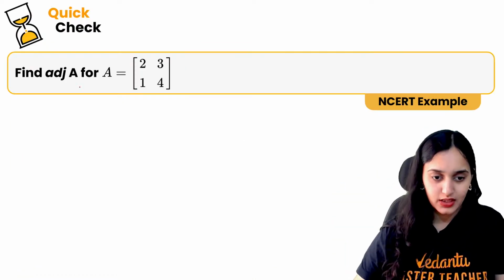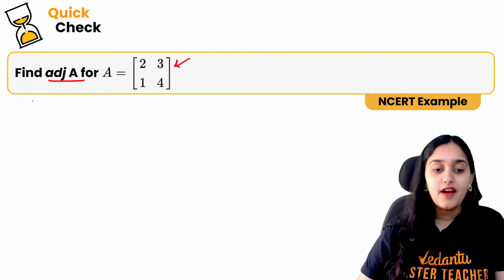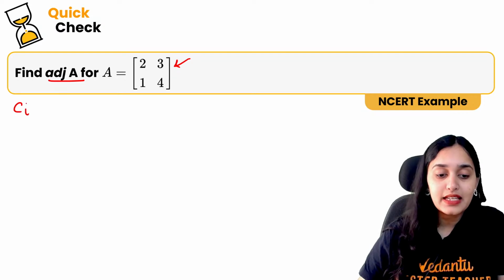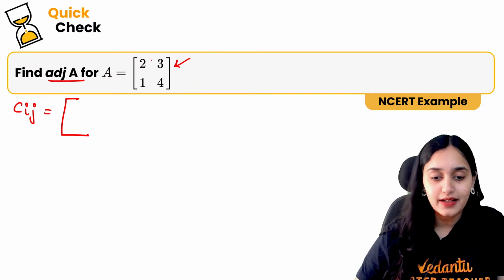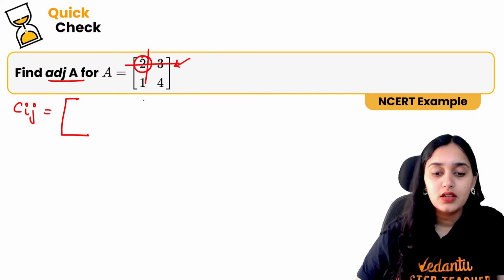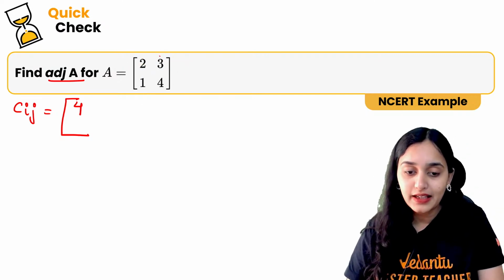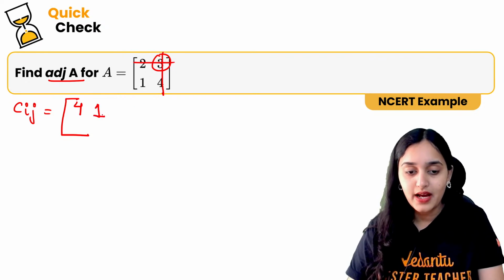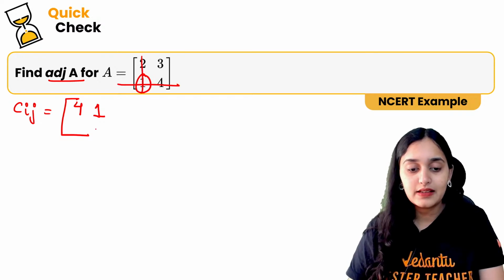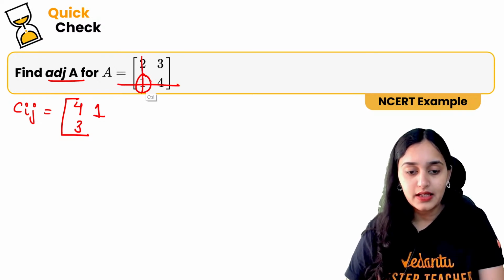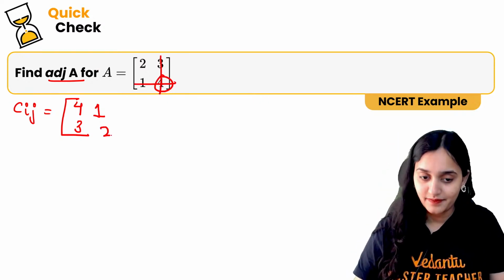Let's do one question. Find adjoint of A matrix where A matrix is this. First of all, we will find out Cij, that is cofactor of the matrix. What is the cofactor of 2? It is 4. What is the cofactor of 3? It is 1. What is the cofactor of 1? It is 3. And similarly, cofactor of 4 is 2.